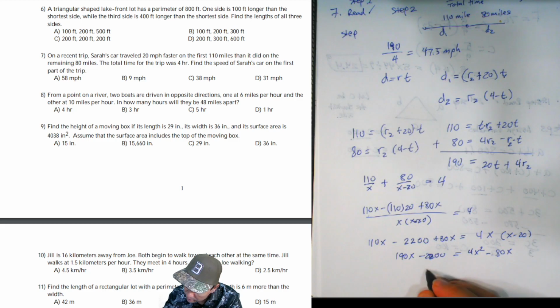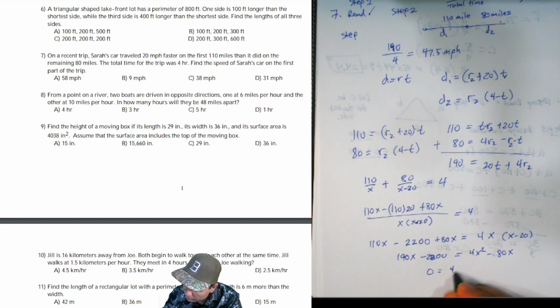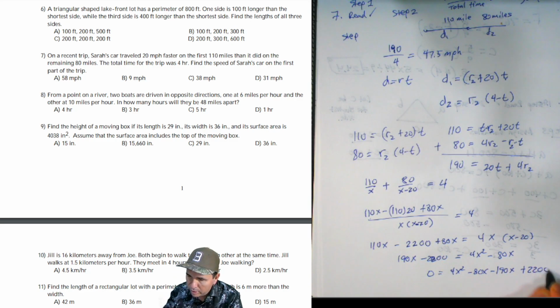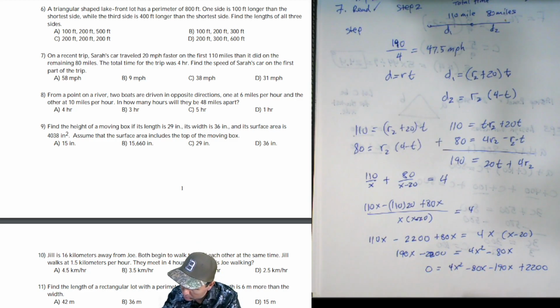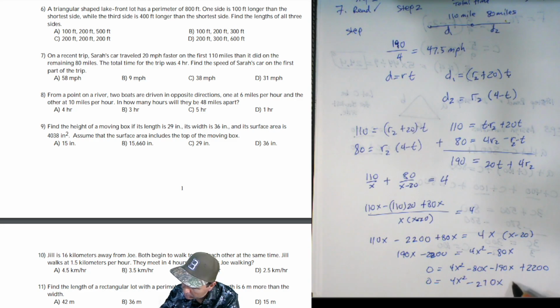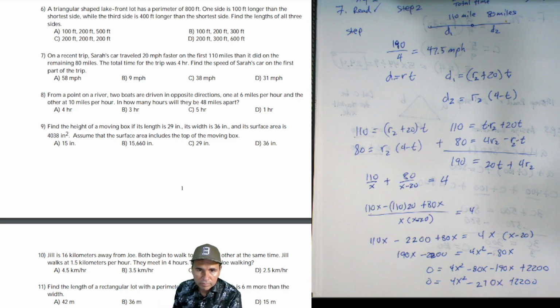So zero it out, so this becomes 4x squared minus 80x minus 190x plus 2200. And then we can combine like terms. 4x squared, 80 and 190 is going to be minus 270x, plus 2200. Okay.